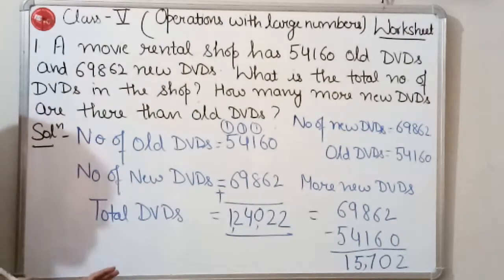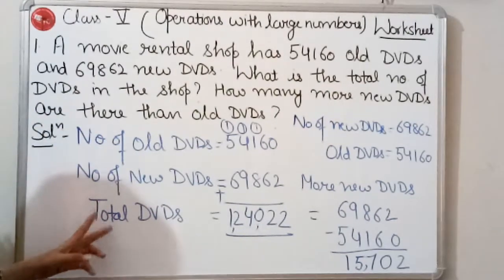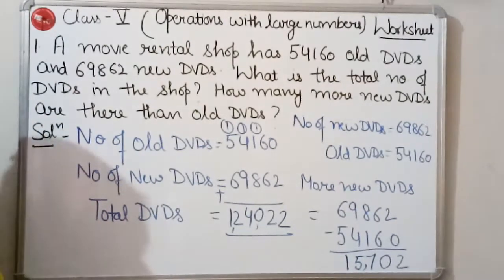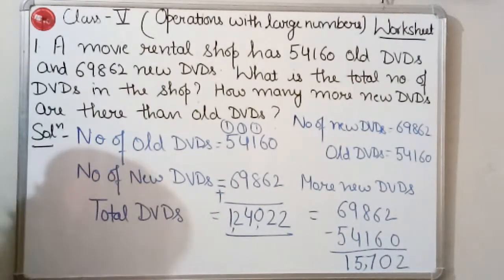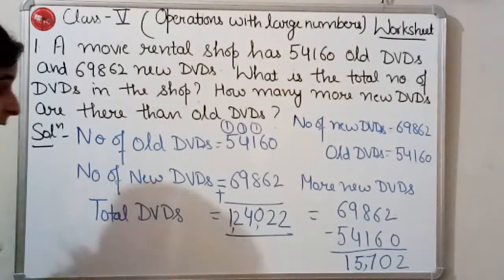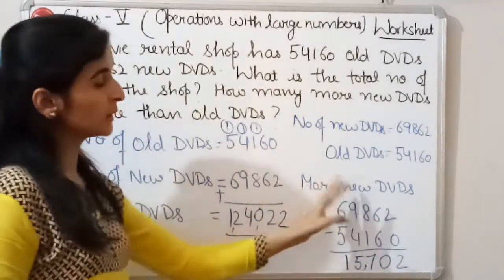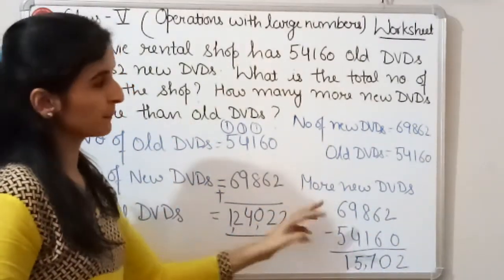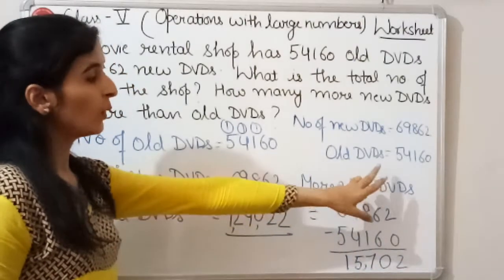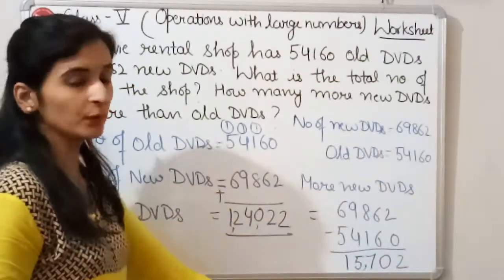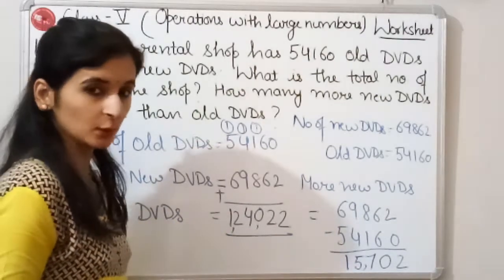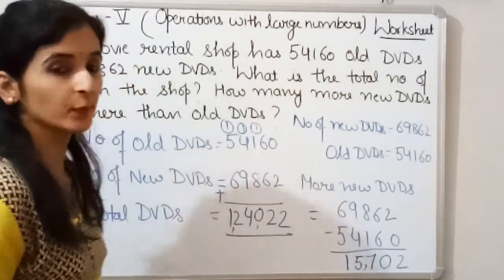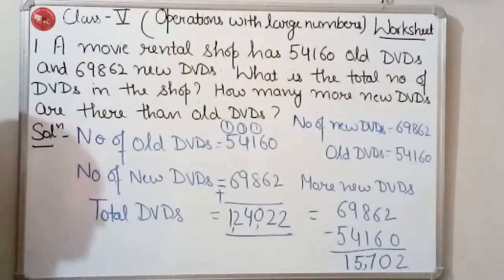So what we have done in this question, firstly we have found total number of DVDs by adding the number of old DVDs and new DVDs. Then we have found more new DVDs by subtracting the number of old DVDs from the number of new DVDs. That will be equal to 15,702. So this was the solution of question number 1.